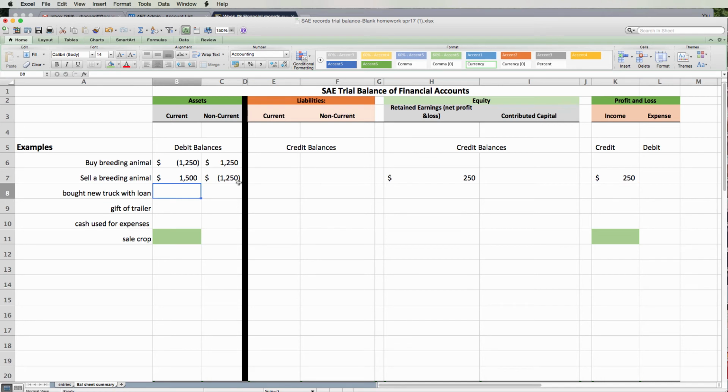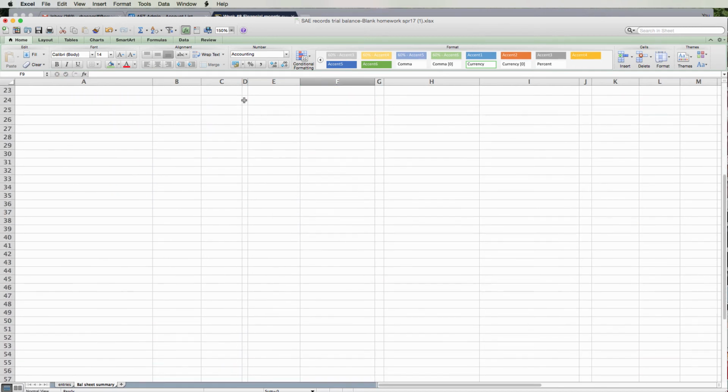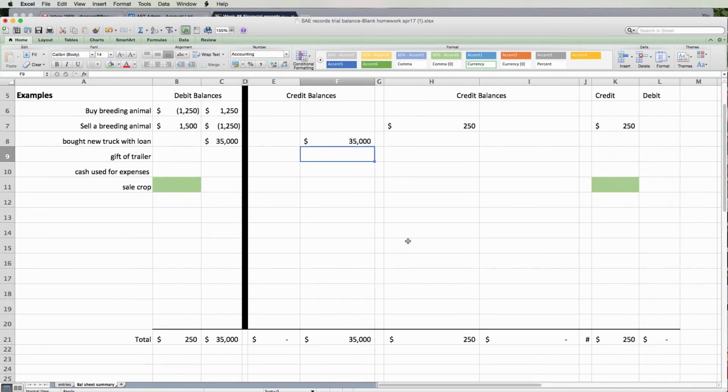All right, what about a situation where I buy a new truck? So that's a new non-current asset for, let's say, $35,000. And I bought it with a loan, so that's a long-term loan. So that's a debit to the assets and a credit to the liabilities for the same amount. And so now everything balances. I've got a debit and a credit that equal each other.